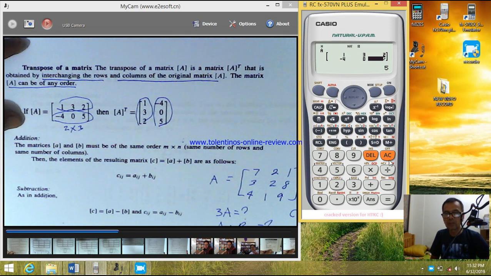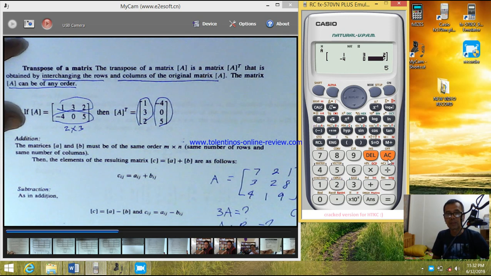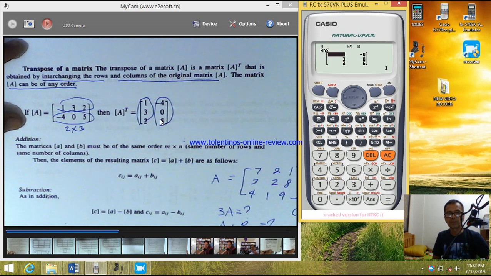So, yung calculator mo, kaya hanggang 3 by 3, no? Pwede mo siyang i-transpose. Enter mo, shift, hanapin mo yung matrix, hanapin mo dito kung nasa yung matrix number 4. And then hanapin mo yung transpose, that is number 8. Tapos shift, matrix uli, hanapin mo yung 4. Tapos number 3. So, matrix A. So, yan na siya, na-transpose na siya. 1, negative 4, 3, 0, 2, 5.